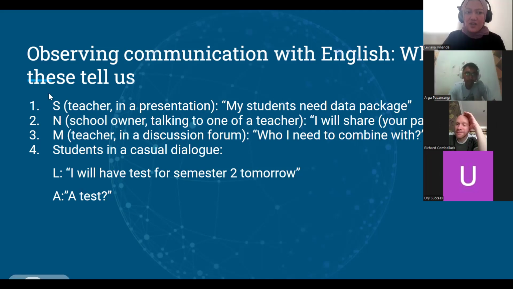Yes, for number one, the teacher actually meant the internet data. But she used the words "data package." Now, the reason why I put it here is because it turns out some of the participants in that training didn't understand her. Oh, what does it mean by data package?